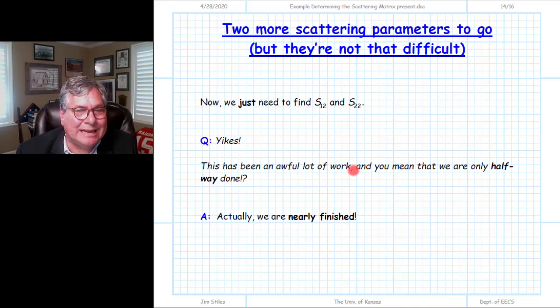But if we're smart, we can evaluate the symmetry of our circuit and determine exactly how many of those scattering parameters we really need to determine. It turns out in this case, because of symmetry, we're really done. There's no more values we need to find. S11 and S21 are sufficient to determine the remaining 2 scattering parameters.